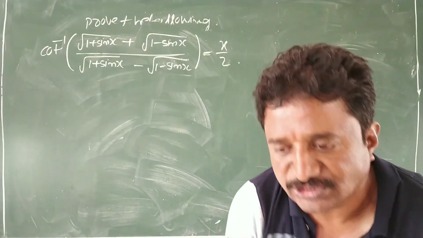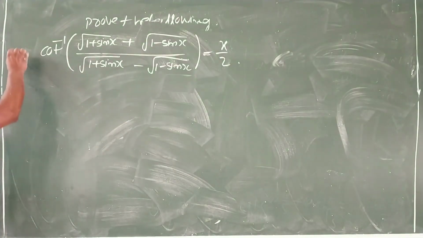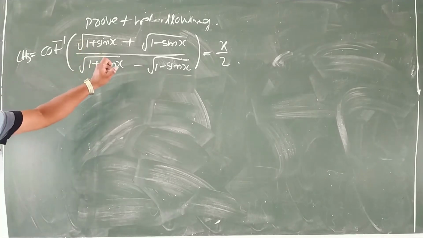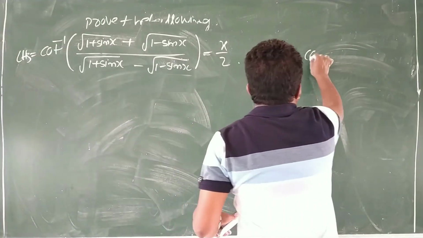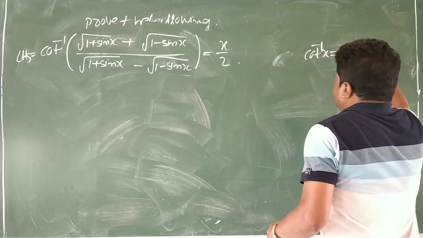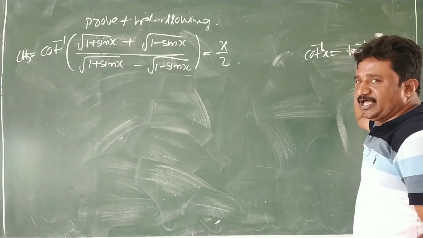There are 3 more questions, friends. Though it is lengthy, it's easy. You take the LHS of that. First you change cot inverse into tan inverse. What is cot inverse x? Cot inverse x is tan inverse 1 by x, the reciprocal of x. This formula we proved in the last class.